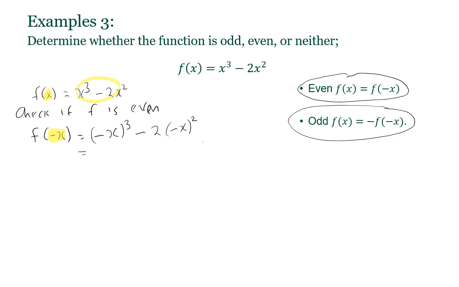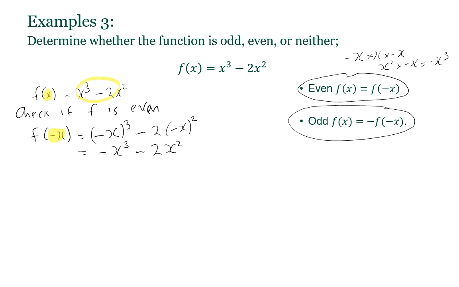So if I compute this, minus x cubed is the same as minus x times minus x times minus x. Minus x times minus x will give you x squared, times minus x, because of this minus you will have minus x cubed. Then minus 2 times minus x squared is just minus x times minus x, so we'll just have x squared.